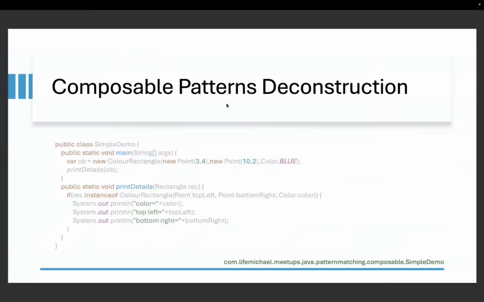This is a small demo for what we call a composable pattern deconstruction. We have a deconstruction for getting the values the object holds. We also have a composable pattern, a pattern that is composed from other patterns. What we have on the right of the instanceof keyword is a huge pattern composed of smaller patterns. Okay, let's move forward.